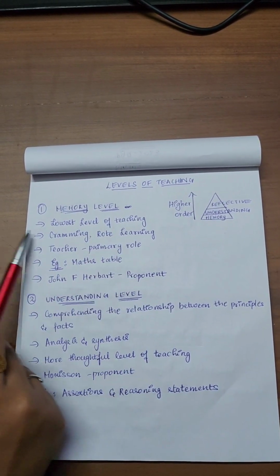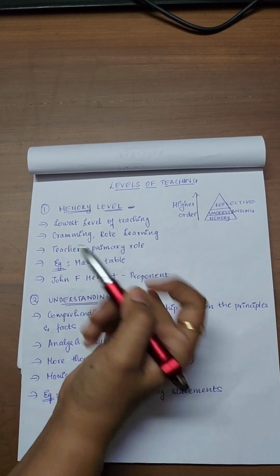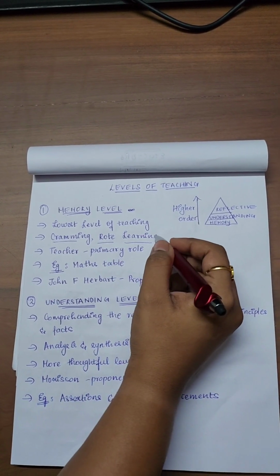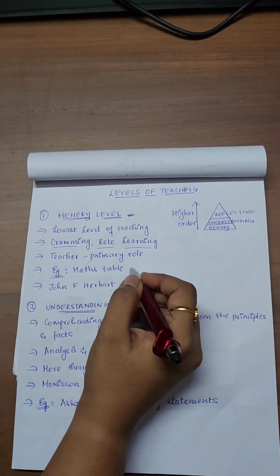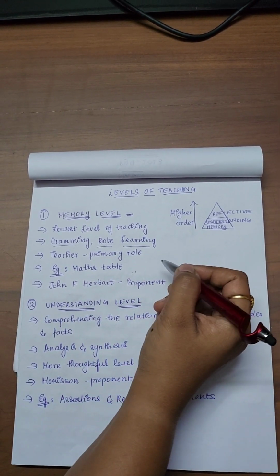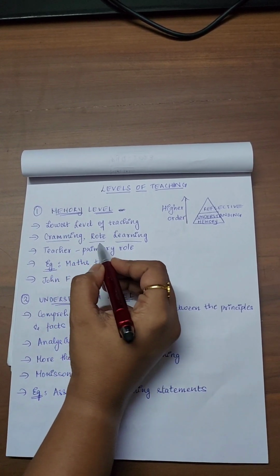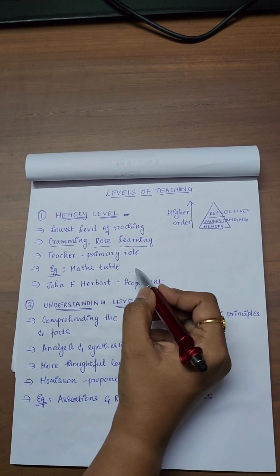So memory level is the lowest level of teaching, and cramming and rote learning, these will be asked in the examination. These are the key terms. Teacher plays a primary role. For example, when you learn a 2 table or a 3 table when you are in your primary classes, you mug up, right? You cram, right? That is under the memory level example.